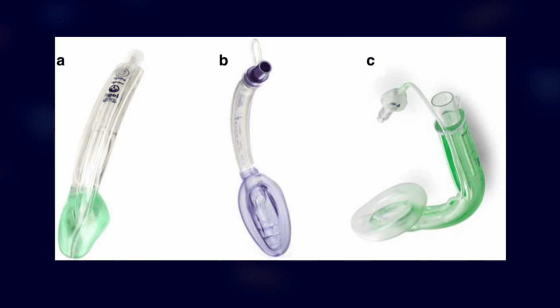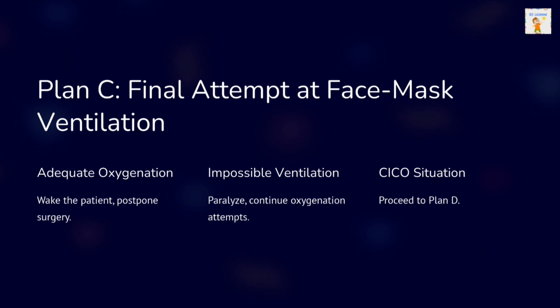Now these are some examples of supraglottic airway devices. A is the i-gel, B is the LMA, and C is the intubating LMA or LMA Supreme. Various devices could be available in your institute, and you have to make yourself familiar with what kind of device it is and how to use it.